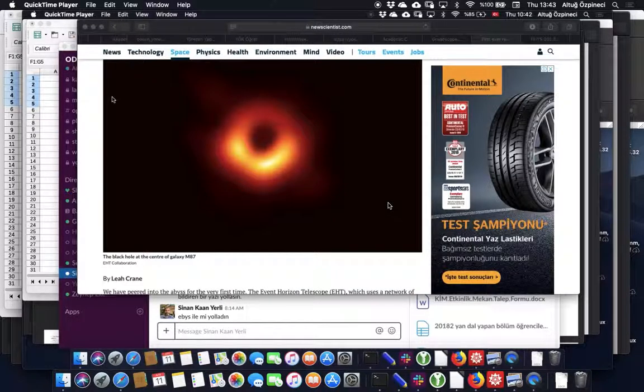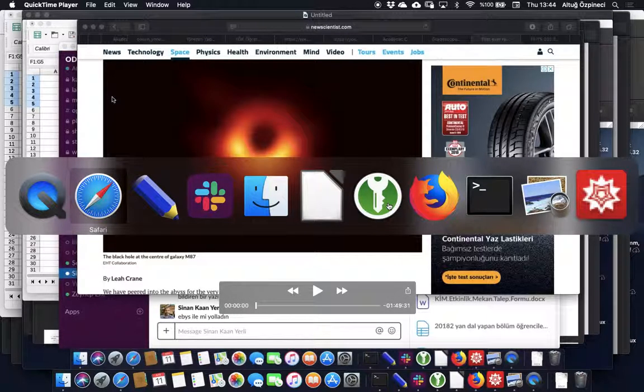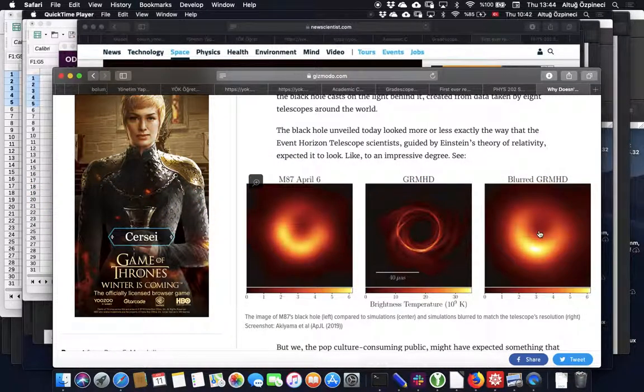Have you seen this image? Yes. Well, this is the first image of a black hole. The first ever. And here are the simulations, for example, for such a black hole with these parameters.